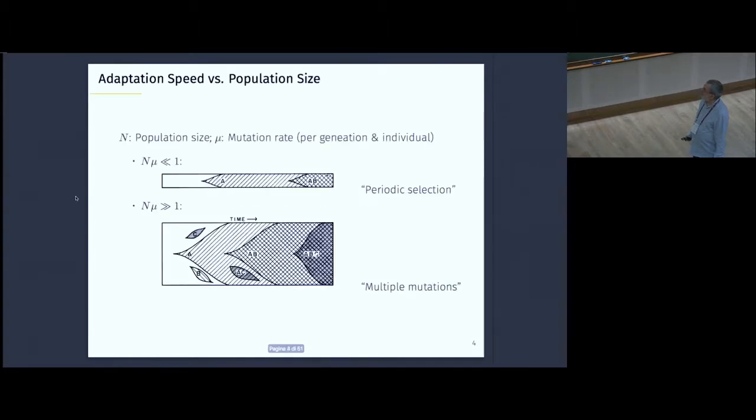So first of all, speed of adaptation. In this talk I will consider only haploid asexual populations. Imagine that you have a population of fixed size with some mutation rate. This is the mutation rate for the locus we are interested in. You are in the limit in which the population size times the mutation rate is much less than 1. So what do you expect to happen?